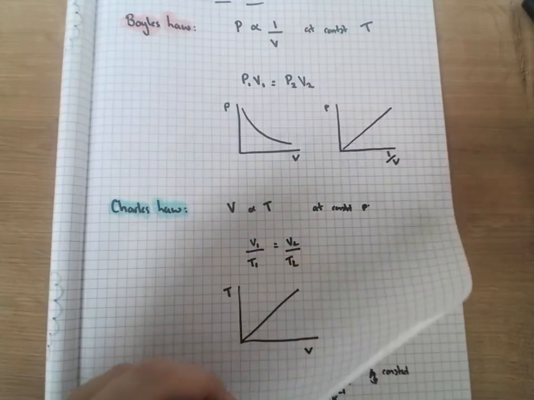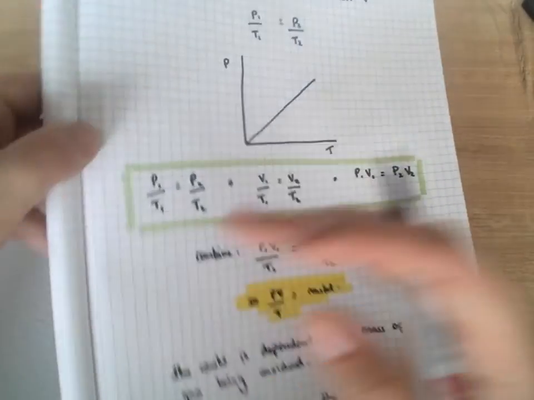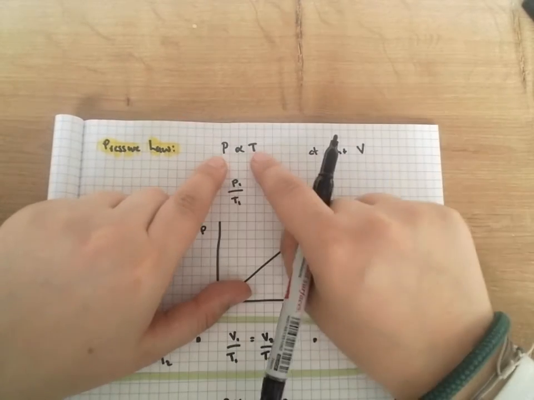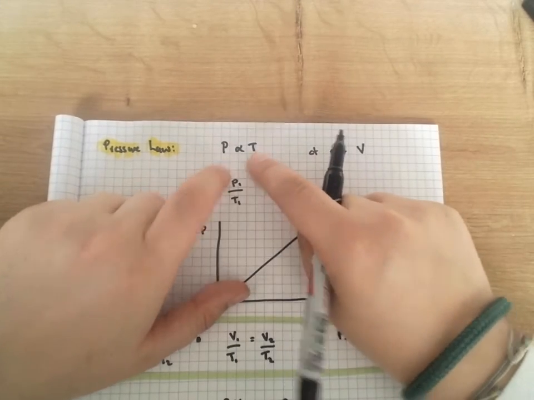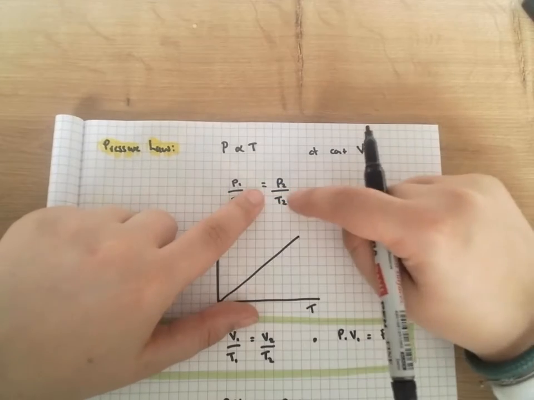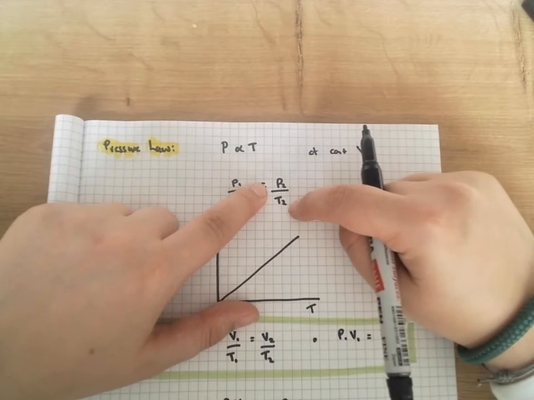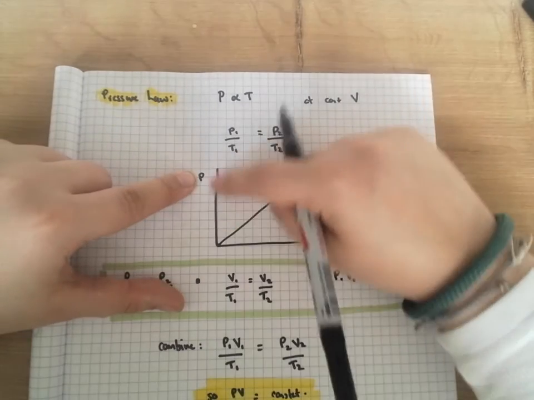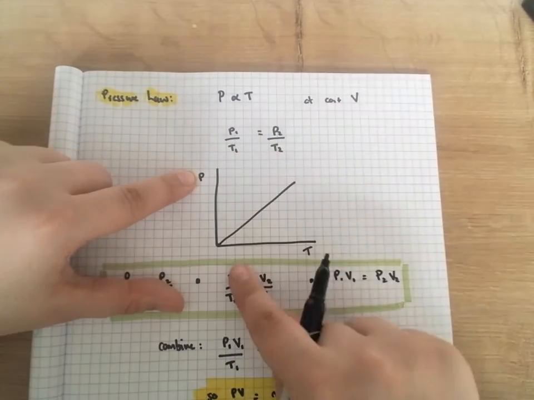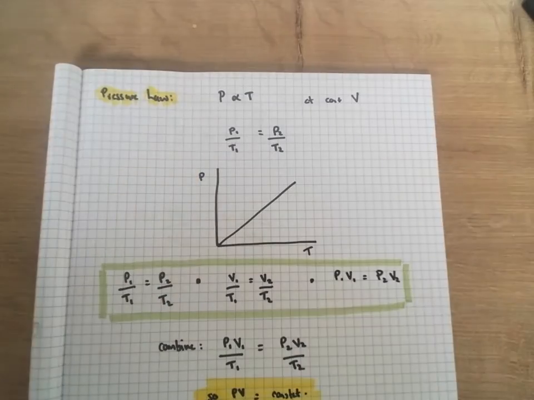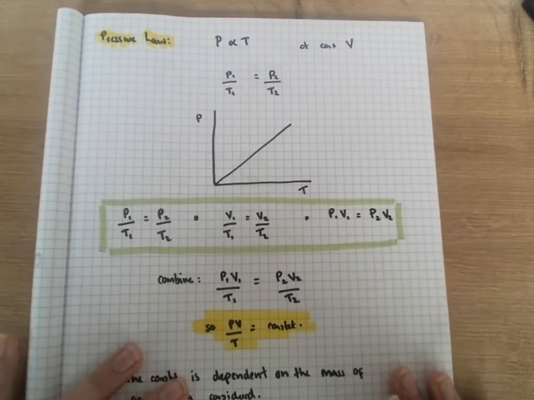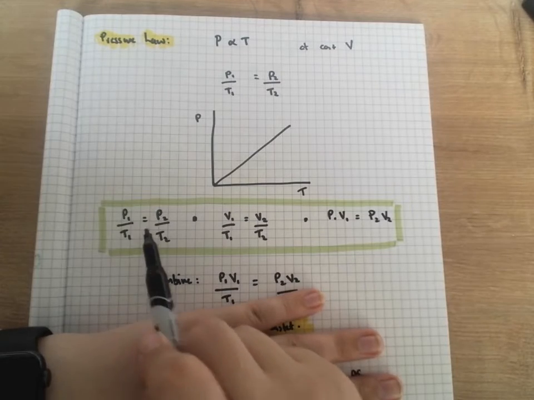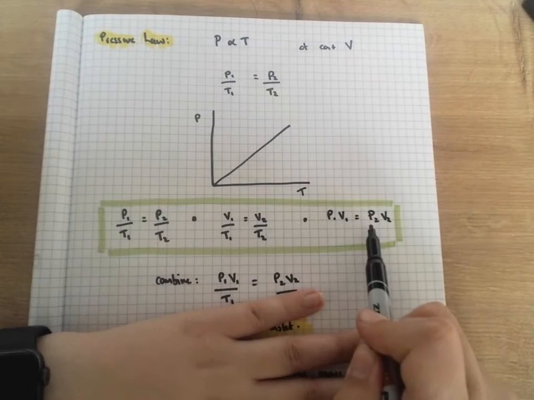Our last law is our pressure law. In this case, we have a constant volume, and pressure and temperature are directly proportional. So pressure 1 over temperature 1 is equal to pressure 2 over temperature 2. With this, if I increase the temperature, I increase the pressure, and if I increase the pressure, I increase the temperature. So those are our three laws: our pressure law, Charles's law, and Boyle's law.